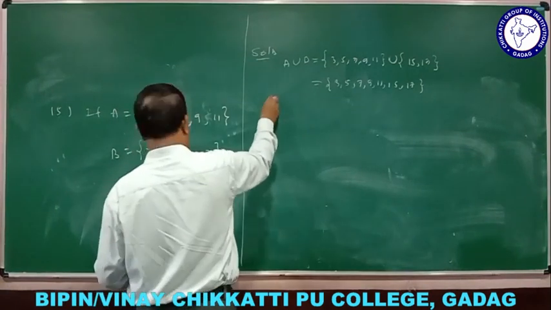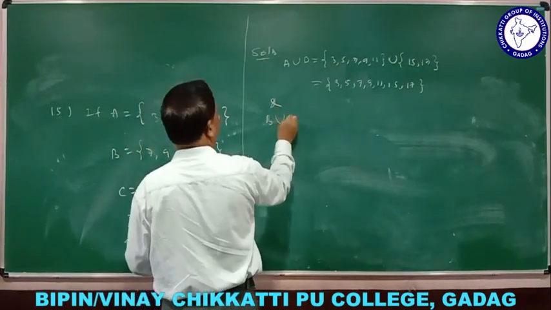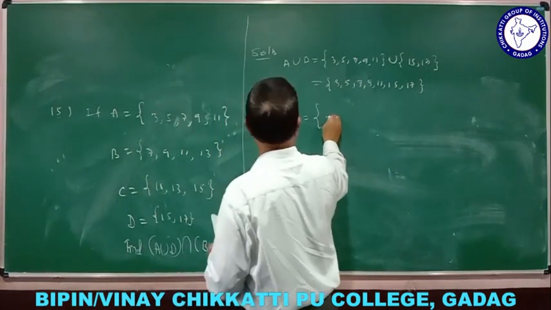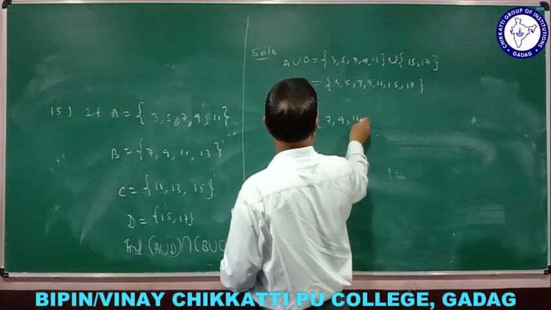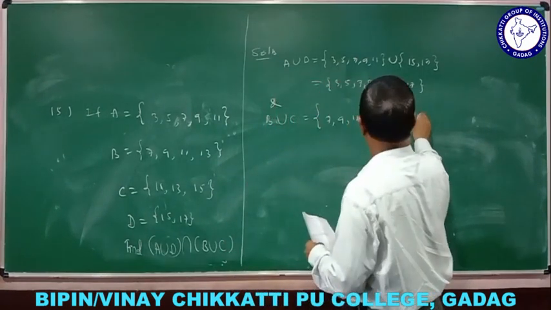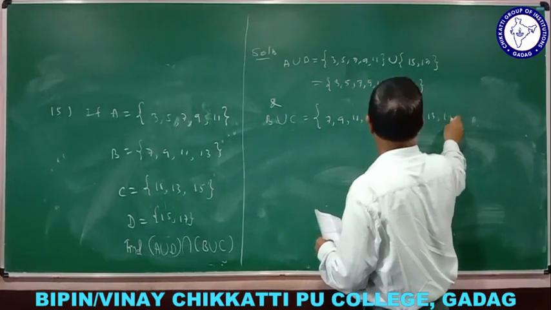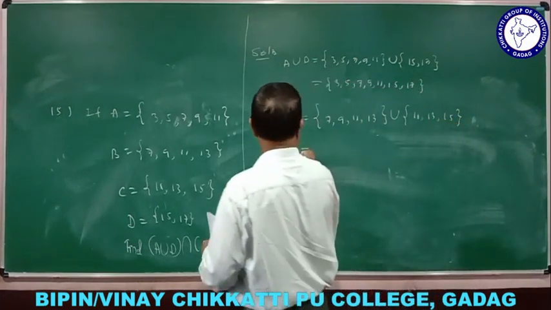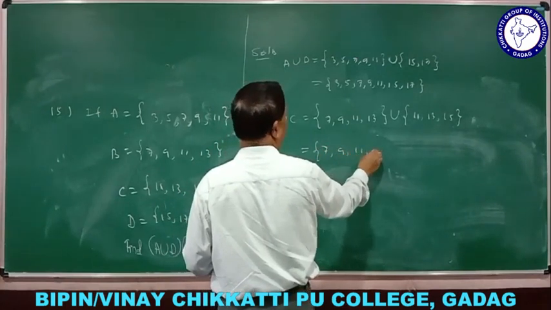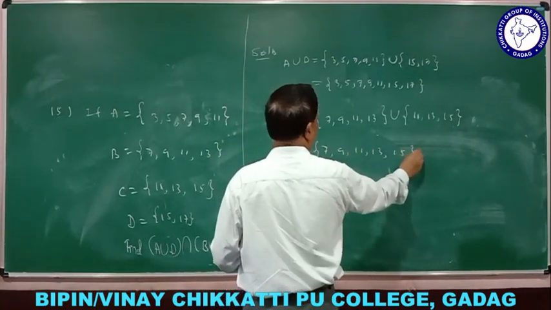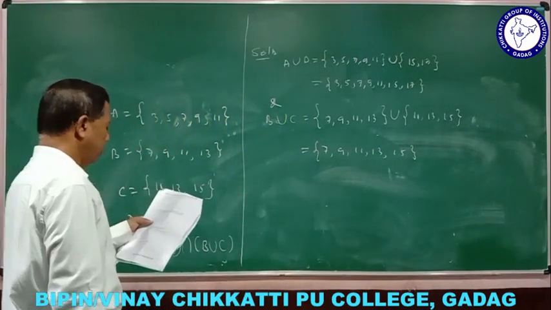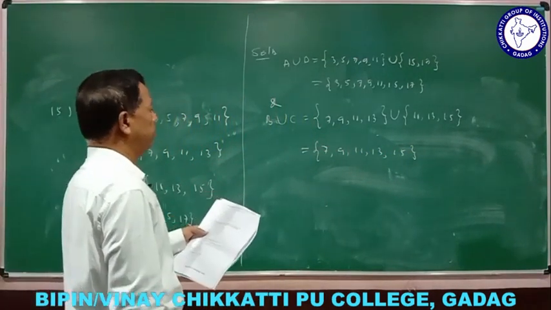And you can go for B union C now. What is B? {7, 9, 11, 13}. Union C, which is {11, 13, 15}. Union means all elements: 7, 9, 11, 13, 15. Here 11 and 13 are not considered again, because they are repeating. That is why you write it so.